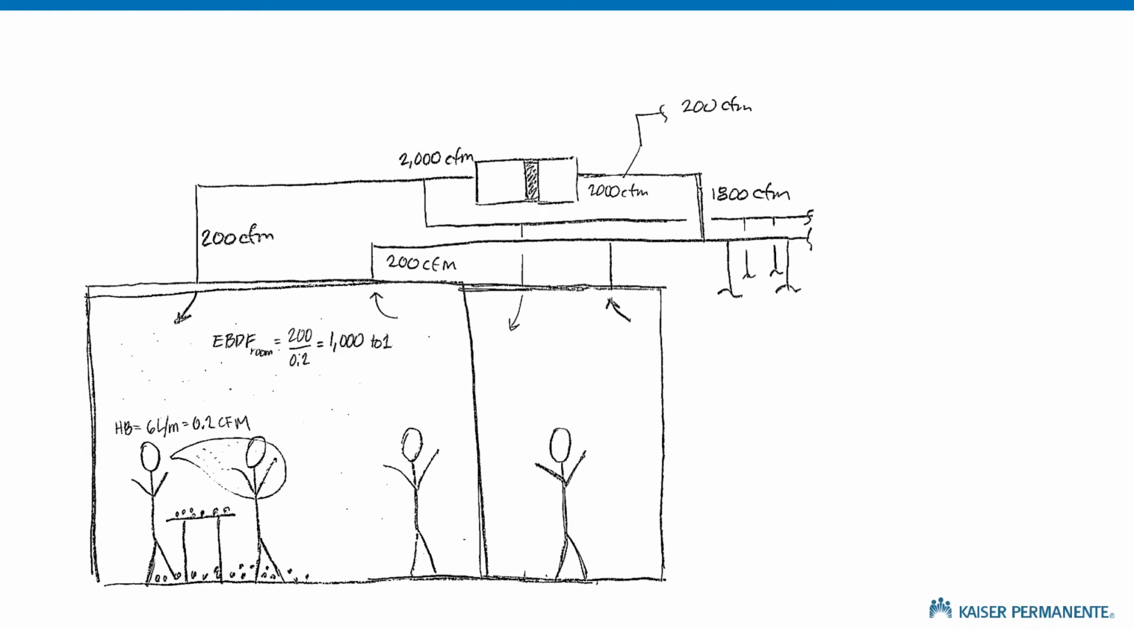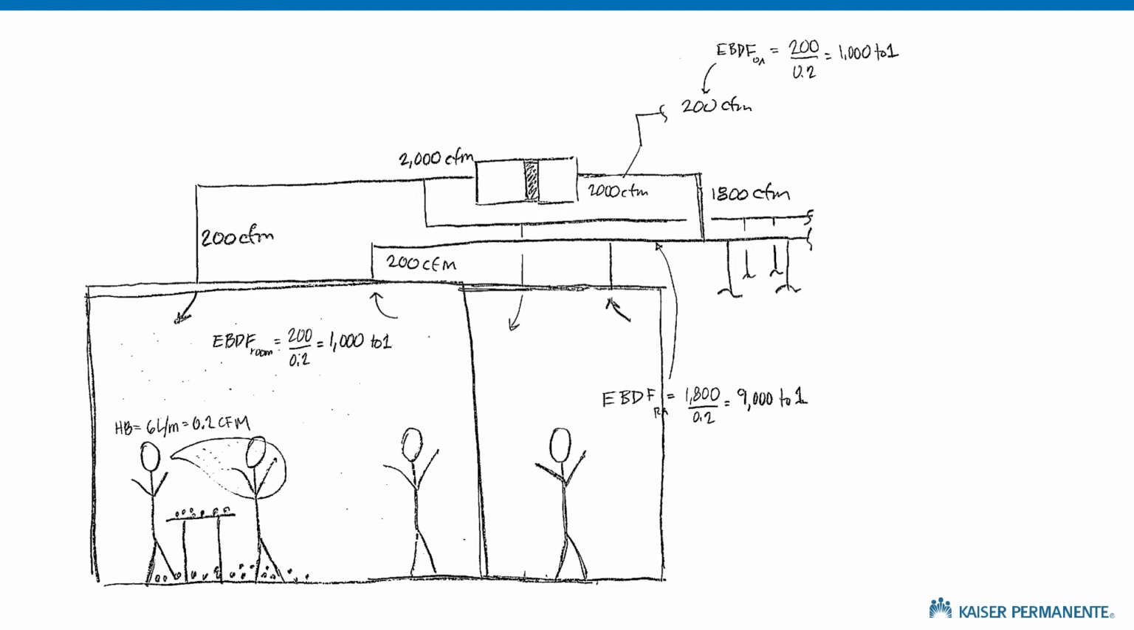Stick figure on the right, the room ventilation here provides an exhaled breath dilution factor of 200 over 0.2, which equals 1,000 to 1. The rest of the air in the system provides an exhaled breath dilution factor of 1,800 over 0.2, which is 9,000 to 1. Our outdoor air provides us 1,000 to 1 dilution factor.